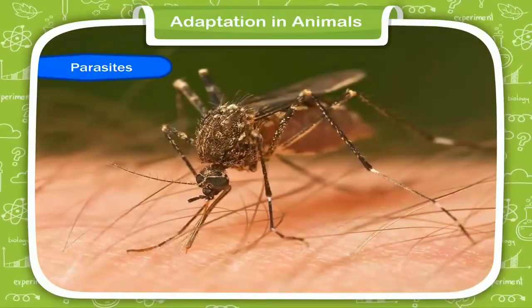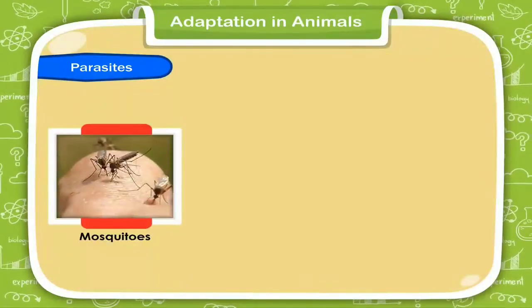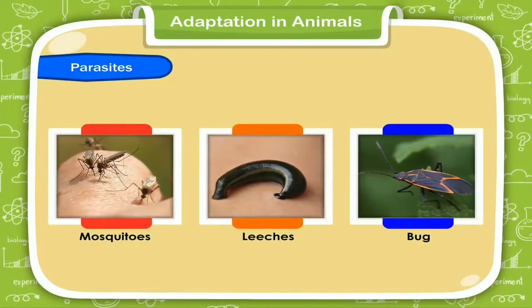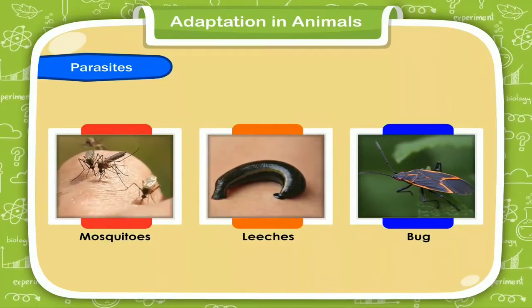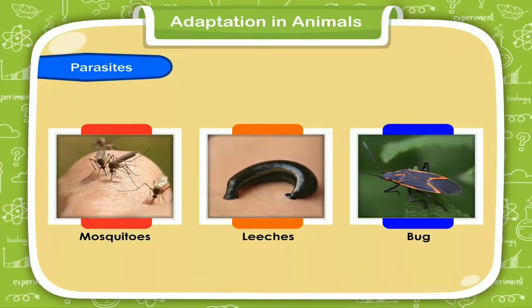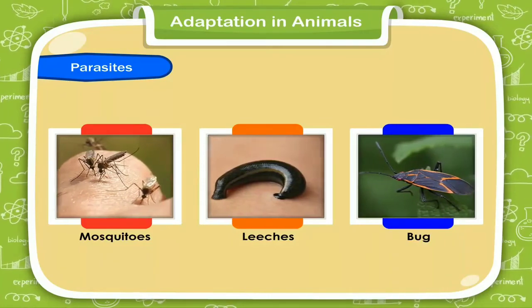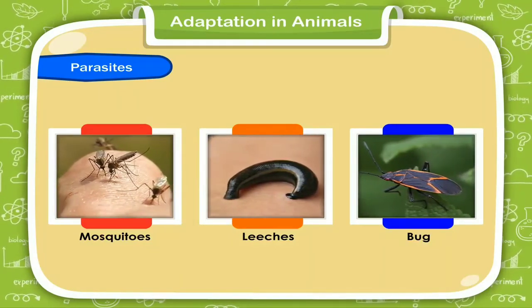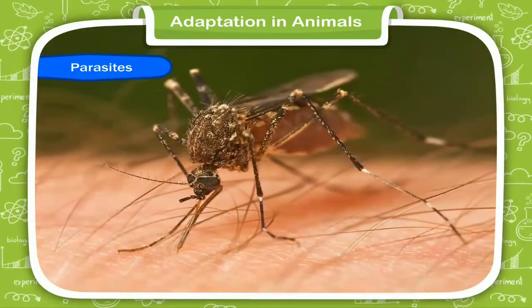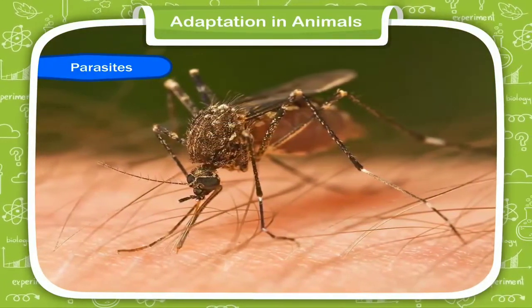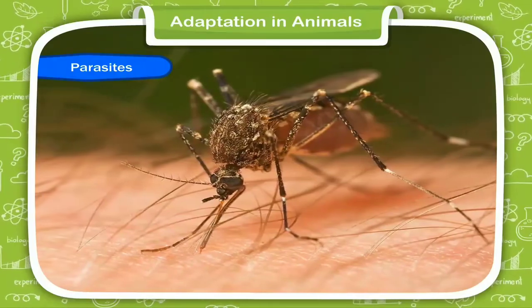Parasites. Some animals such as mosquitoes, leeches, bugs, etc. depend on other animals for their food. Some of these animals live in the bodies of other animals. They are toothless, but they have sucking tubes to suck the blood from the bodies of humans and other animals. Such animals are called parasites.